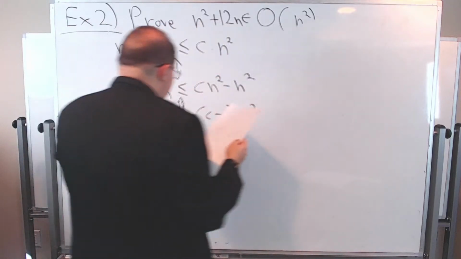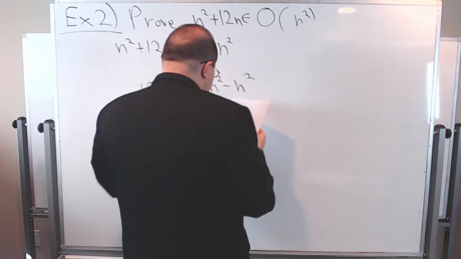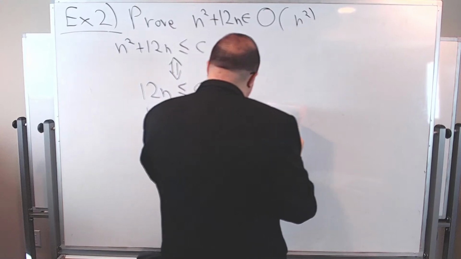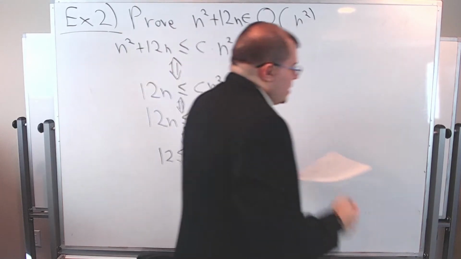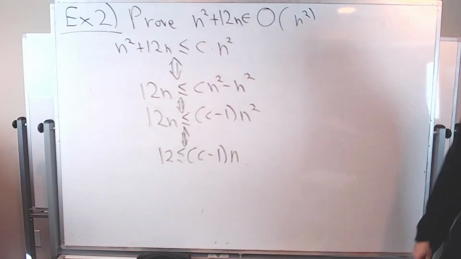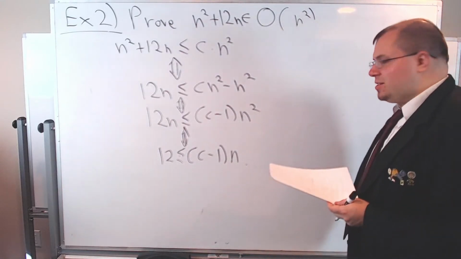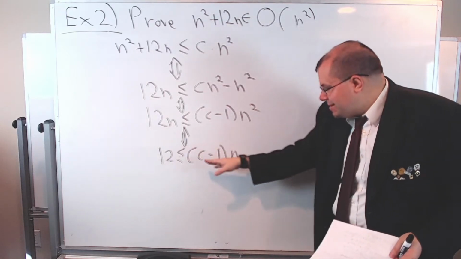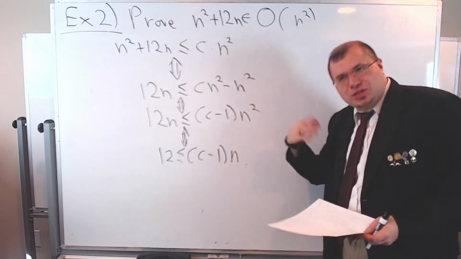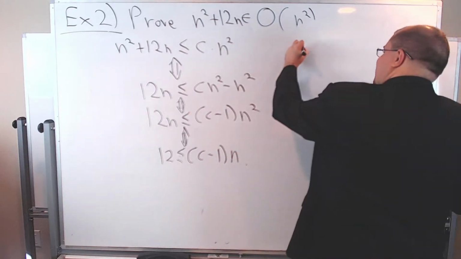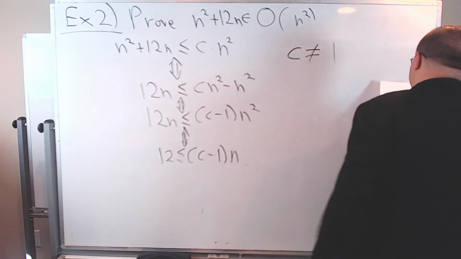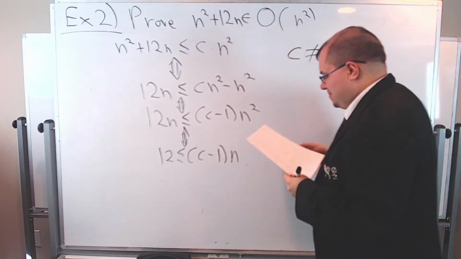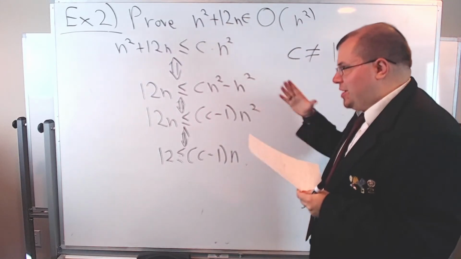So I'm just going to divide both sides by n. We still have a term on the right-hand side. So I end up with 12 is less than or equal to c minus 1 times n. Can we use c is equal to 1? No, right? If you put 1 in here, this is going to become 12 is less than or equal to 0 times n, which is never going to be true. So c is not equal to 1, which makes natural sense, right? Because n squared plus 12n is strictly bigger than n squared, right?